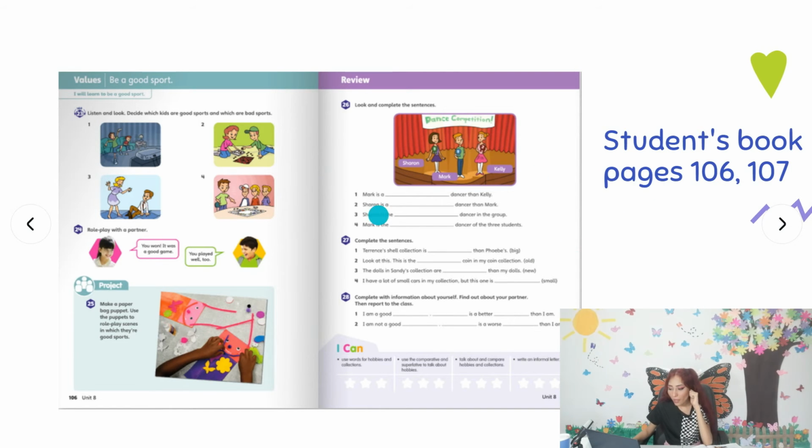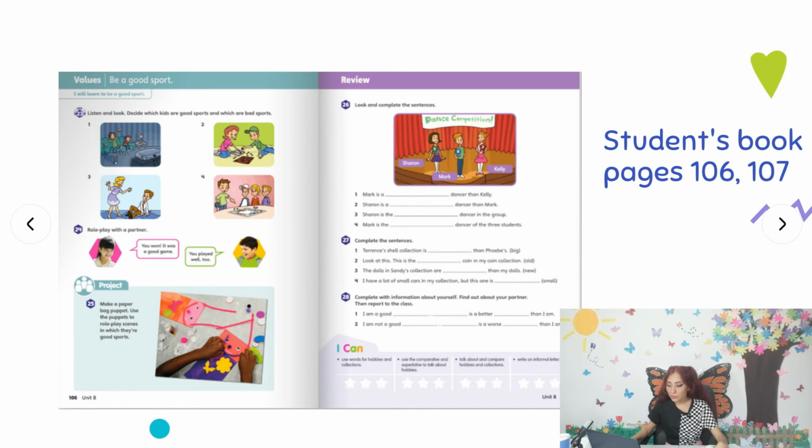So, 1. Mark is a blank dancer than Kelly. Is she better? Is she worse? In this case, we're comparing Mark with Kelly. Estamos comparando a Mark with Kelly. So, in this case, it is a comparative. So, we would say better or worse. Mark is a better dancer than Kelly or a worse dancer than Kelly. Nos vamos a fijar en quién ganó el número 1, el número 2, el número 3. Obviamente el número 1 es mejor que el 2, etc.